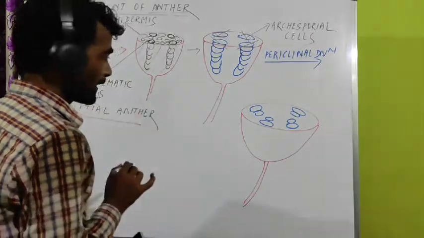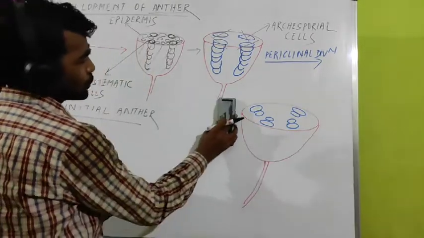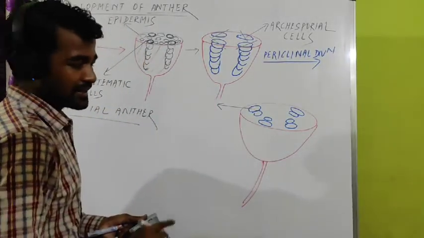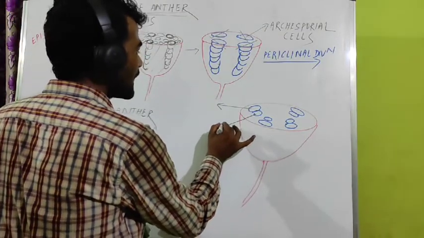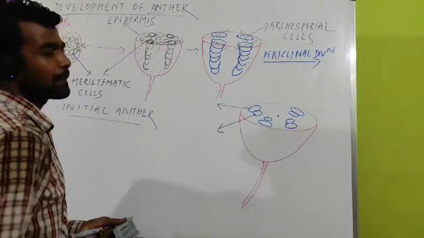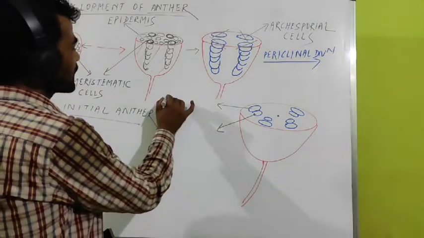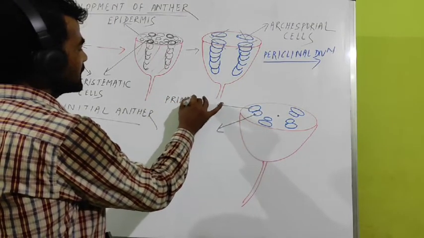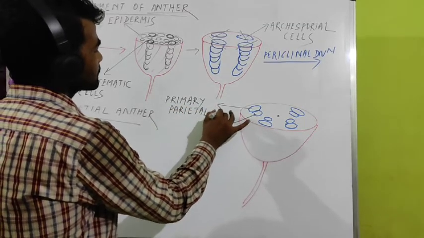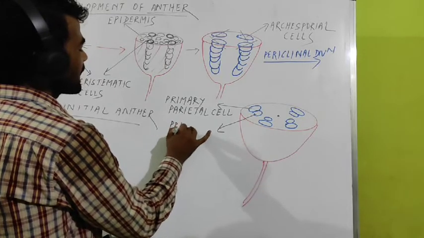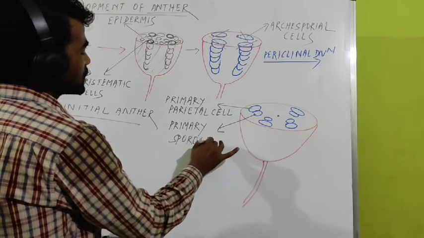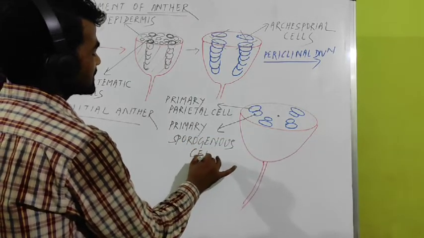लेकिन ये जो 2 रो बना, the outer cells, outer which are close to epidermis, ये वाला तो epidermis. Those cells which are close to epidermis, these are called as a primary parietal cell, and those which are away, those which are towards the center, this is the center, close to the center, these are called as a primary sporogenous cell. तो ये चीज तुमको याद रखना पड़ेगा. प्राइमरी पेराइटल सेल, and the second cell is called as a primary sporogenous cell. प्राइमरी स्पोरोजिनस सेल. ये चीज याद रखना पड़ेगा.